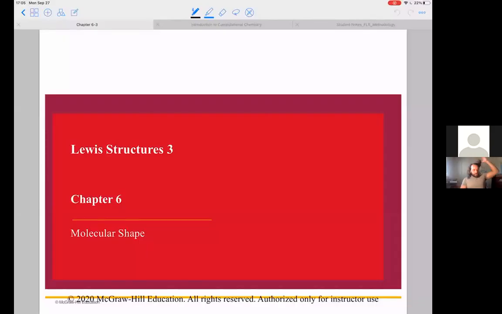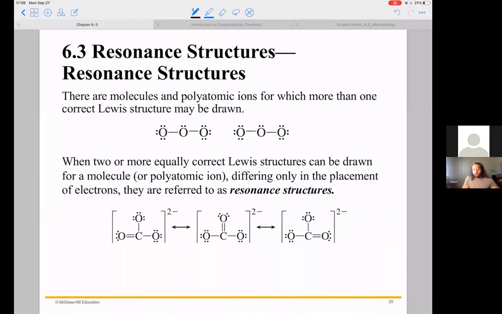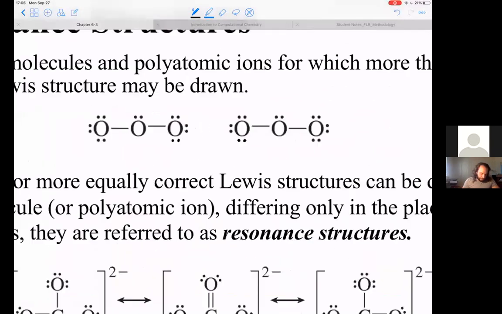All right, so now let's take a look at the last set of Lewis structures. These are the most complicated ones because they have what's called resonance involved, meaning basically you have to draw multiple structures to answer the problem. Okay, so let's walk through an example of why that might be.